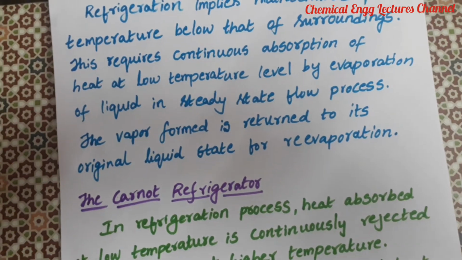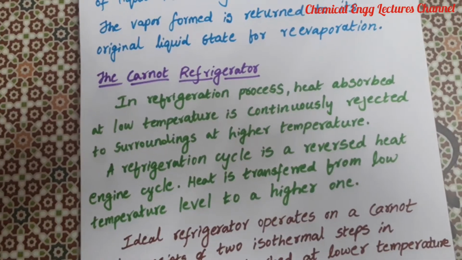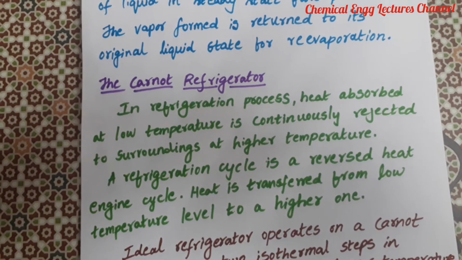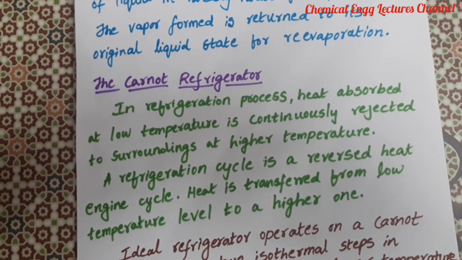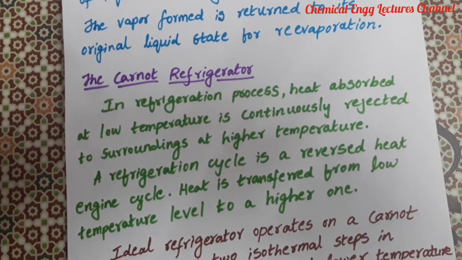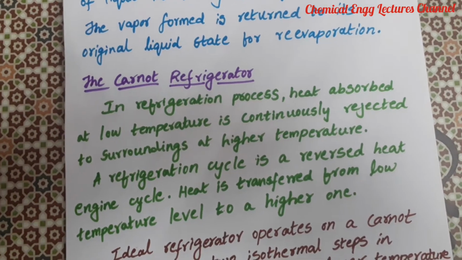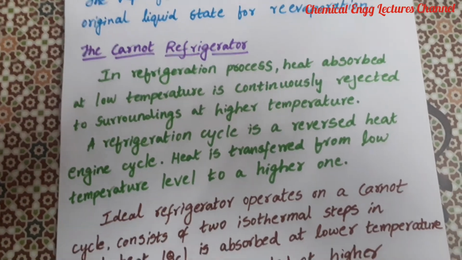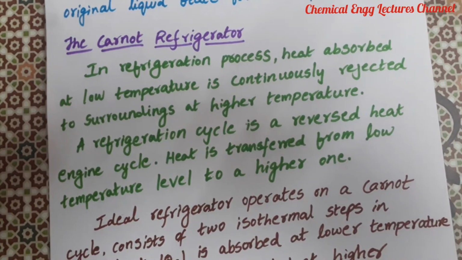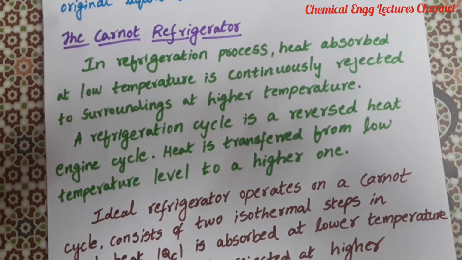This re-evaporation can be done in different ways. The first topic we have to consider before entering into this process of refrigeration is the Carnot refrigerator. In the refrigeration process, the heat absorbed at low temperature is continuously rejected to the surroundings at higher temperature. So the refrigeration cycle is a reversed heat engine cycle, as you already know about the heat engine. That means the heat is transferred from a low temperature level to a higher temperature level.